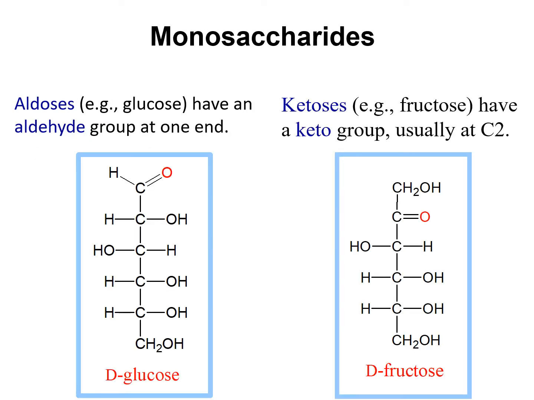Now, as I just mentioned, the aldose or ketose groups are basically a criteria based on which you can define these monosaccharides. So for example, in case of D-glucose, the first carbon atom has the aldehyde group, and that's why this is called the aldose. On the other hand, if you see fructose, the second carbon has the keto group, C double bond oxygen, and that's why this is called a ketose.